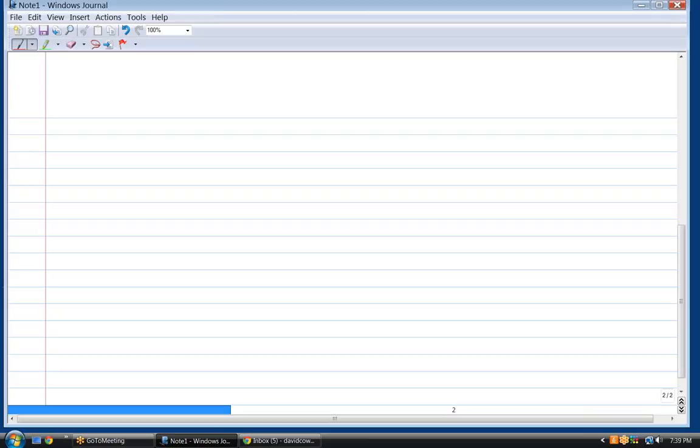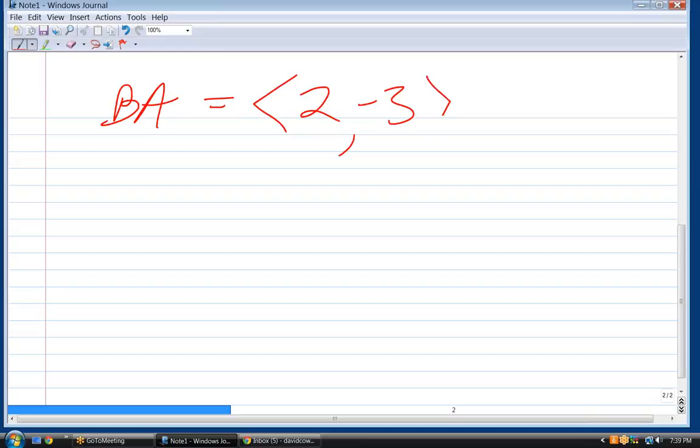So just the first problem says, given BA as a vector equals 2, -3, and BC equals -3, 1. Find AC.